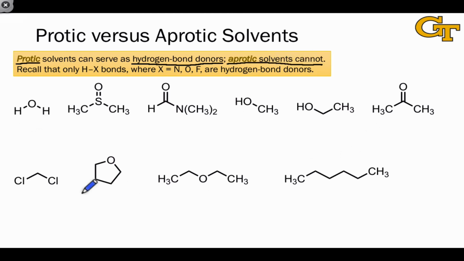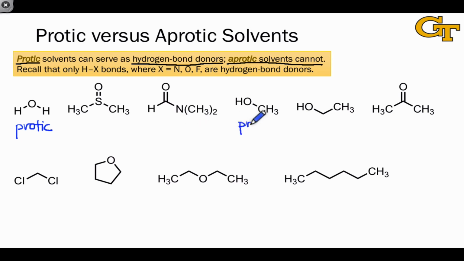This is the same list of solvents from before, and we can survey this list to identify the protic solvents straightforwardly, looking for OH or NH bonds. Water is a classic protic solvent due to its two OH bonds. DMSO is aprotic because it lacks this key structural feature. So is DMF. Although DMF has oxygen and nitrogen, neither of these is directly connected to a hydrogen.